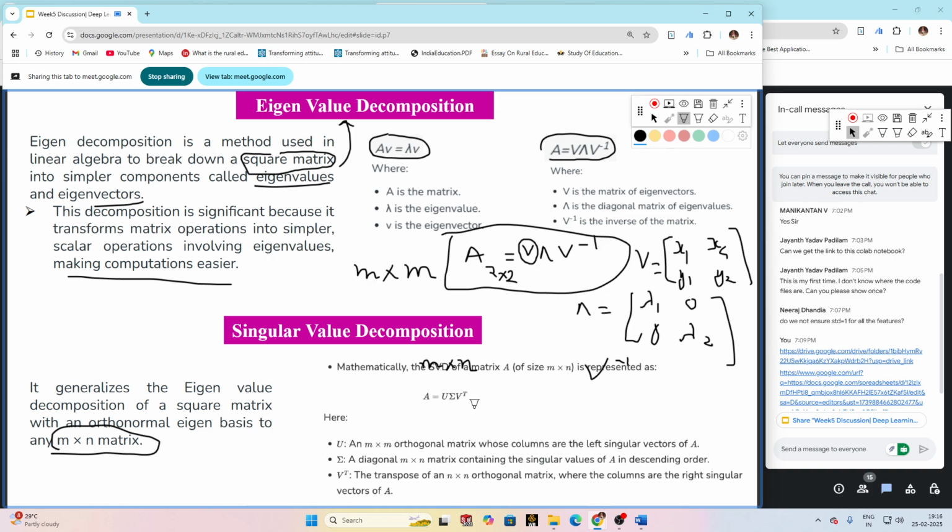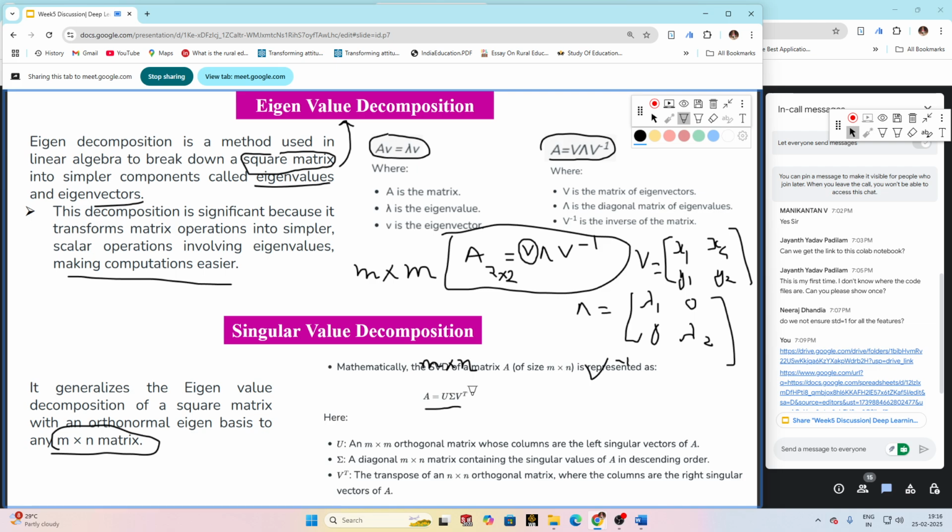So what is the formula of this? This is the formula. If we have a matrix A, it can be written as U sigma V transpose. So this is very similar to this. Okay, if you compare this and this, it is very similar. Sigma will represent this lambda, and as we had the square matrix, it was V inverse. So here you have U and V transpose.